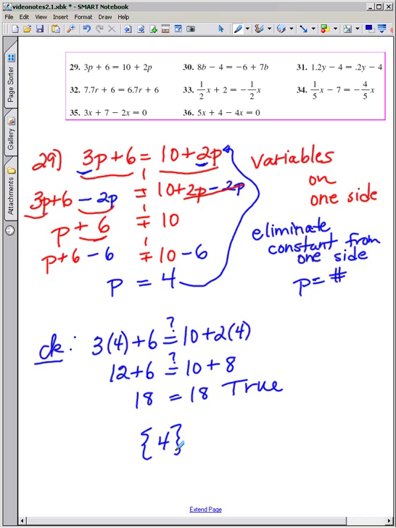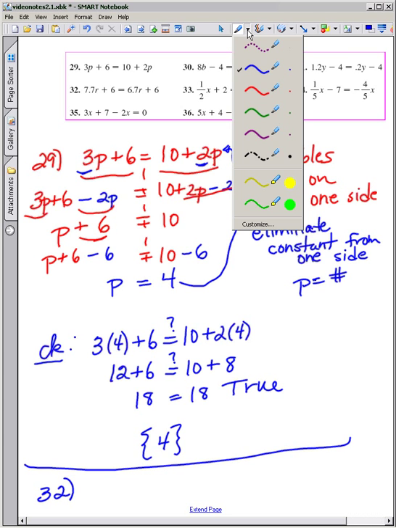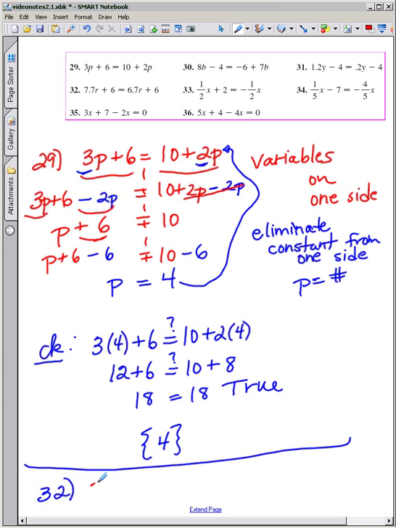Okay? Now, let me show you some of these that have decimals or fractions. I can probably sense that those are going to scare you. So let's do a couple of those. Let me do number 32. Write it in a different color so you can see it a little bit better down here. It is 7.7r plus 6 equals 6.7r plus 6. Okay.